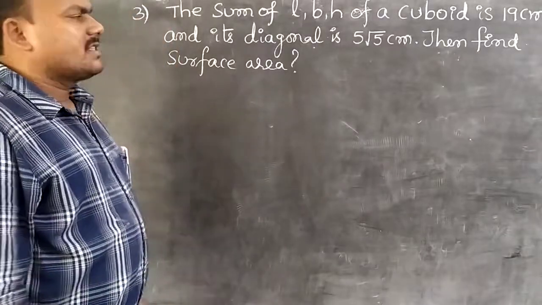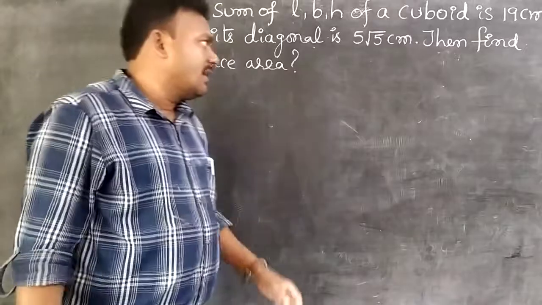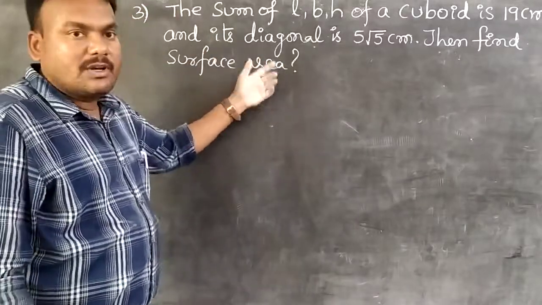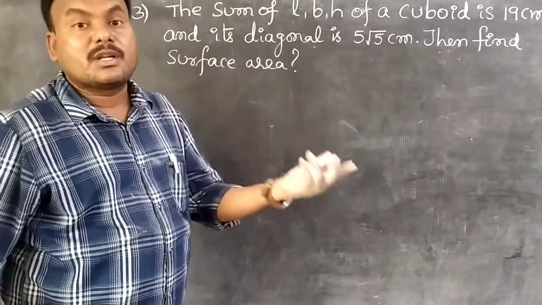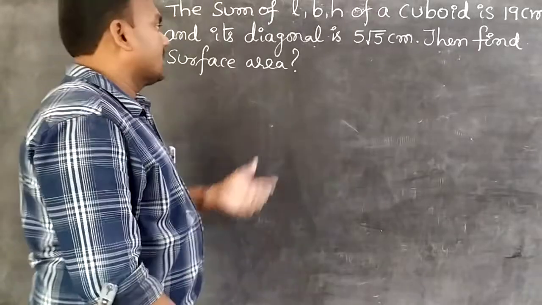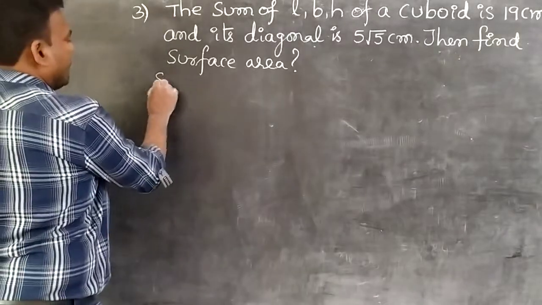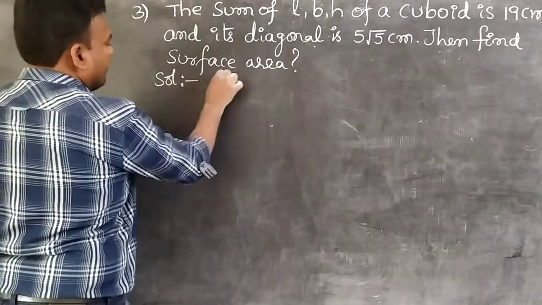Surface area means there are 2 formulas. In this type of problem we take just TSA, total surface area, students. Observe the solution while approaching the solution. Solution given.